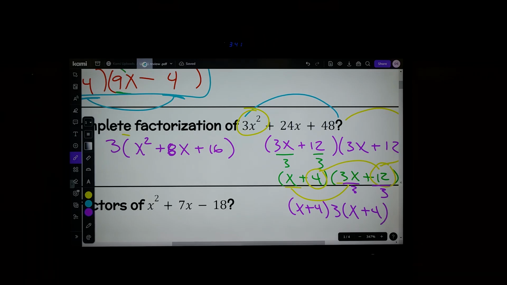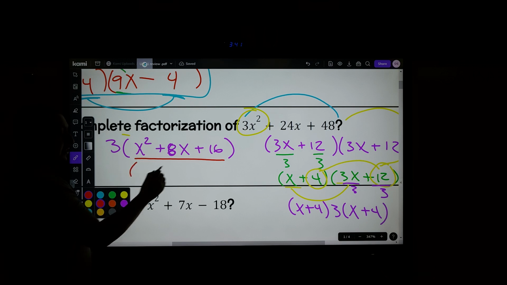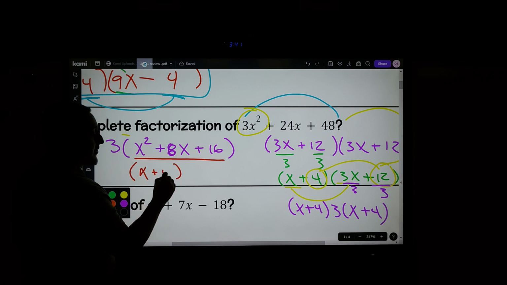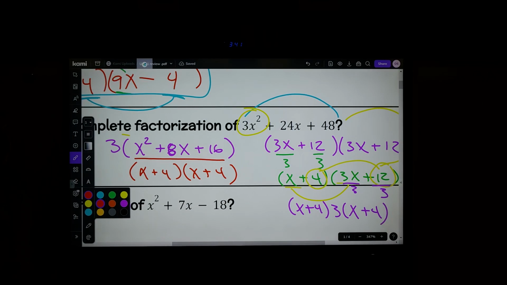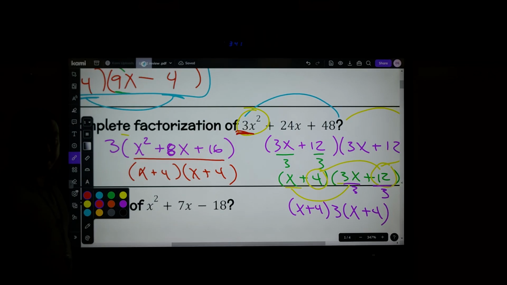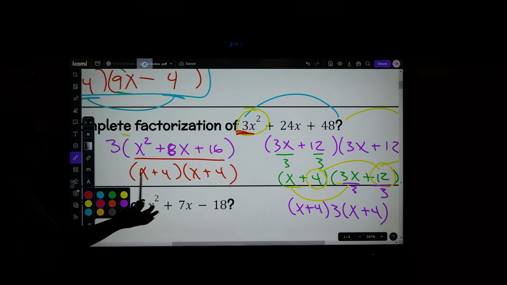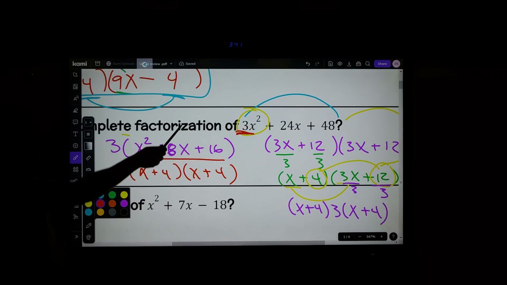3 times 16 is 48, all right? That's good. Okay, and now it's an easy problem to do. A lot easier to work with. It's not funky. Here it's a lot easier to tell whether you should keep the 3 or not keep the 3. Because remember, it has to multiply back to 3x squared. So if I don't keep that 3 there, there's no way you're going to get back to 3x squared. So that 3 does go there.